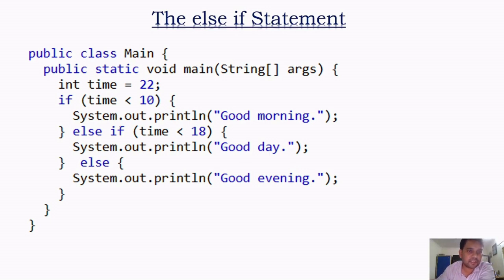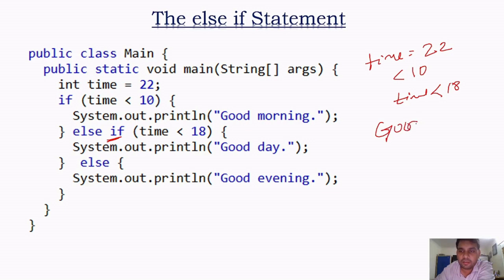Then comes the else if statement. Here we have assigned time is equal to 22. Then we have checked that if time is less than 10, it is not correct. Then we have again checked that if time is less than 18, again it is not correct. So here the answer will again be good evening.